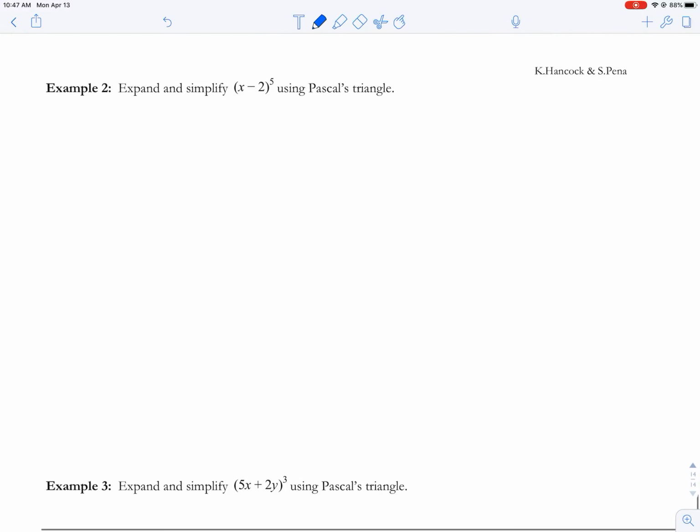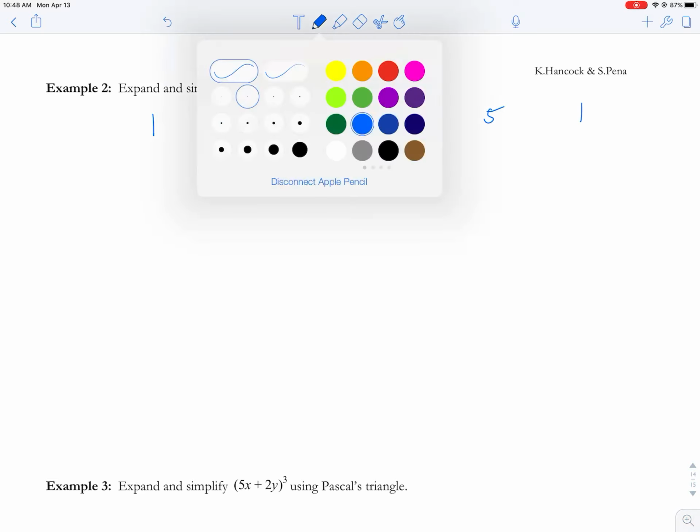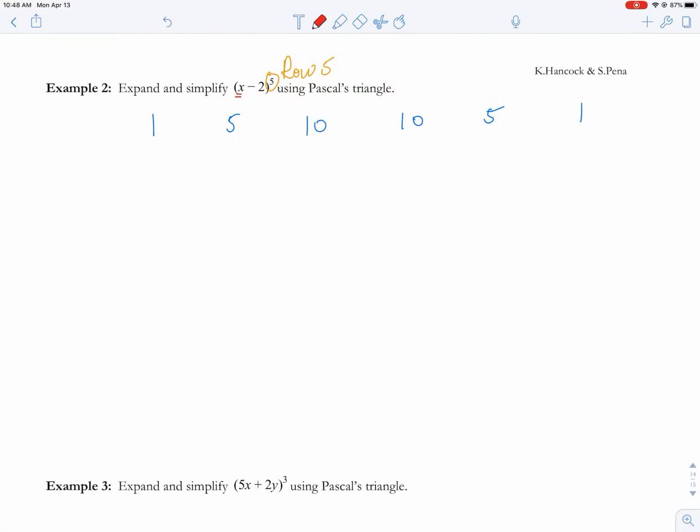For example 2, the binomial is x minus 2. This time we're looking at row 5. So the first thing I'm going to do is copy out the 5th row, which is 1, 5, 10, 10, 5, 1. Then I'm going to take the first term, which is x. So it's going to be x to the 5, x to the 4, x to the 3, x to the 2, x to the 1, x to the 0.